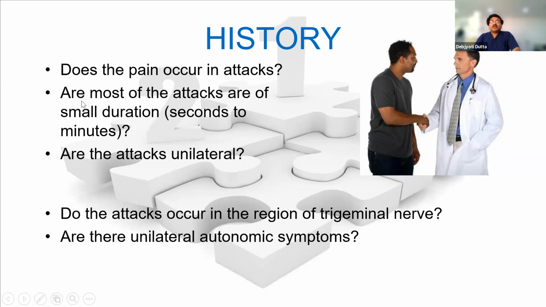Are most of the attacks of small duration, seconds to minutes? Yes, trigeminal neuralgia attacks are of small duration, from seconds to minutes. Are the attacks unilateral? Yes, in idiopathic trigeminal neuralgia, attacks are unilateral. Do the attacks occur in the region of the trigeminal nerve? Yes, they do. Are there unilateral autonomic symptoms? In trigeminal neuralgia, unilateral autonomic symptoms are not present. Unilateral autonomic symptoms are a feature of the trigeminal autonomic cephalalgias.